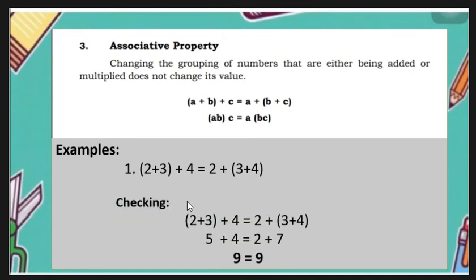So checking, we have the quantity of 2 plus 3 plus 4. Follow the MDAS rule, so parentheses first. We have 2 plus 3, which is 5, plus 4. This is equal to 2 plus the quantity of 3 plus 4, which is 7. Now, 5 plus 4 is equal to 2 plus 7. Therefore, 5 plus 4 is 9, is equal to 2 plus 7 is 9. Therefore, correct. And it is the example of associative property.